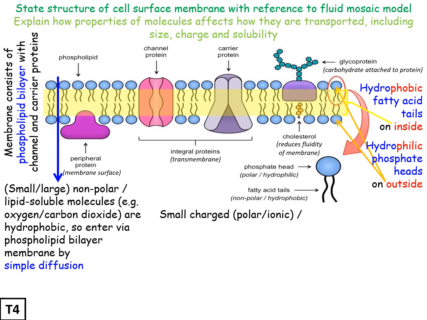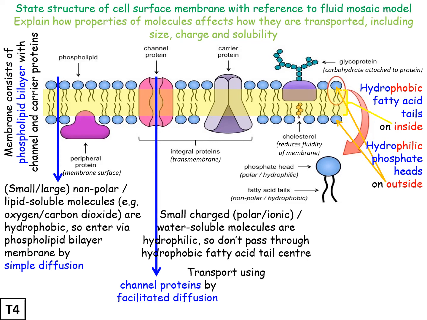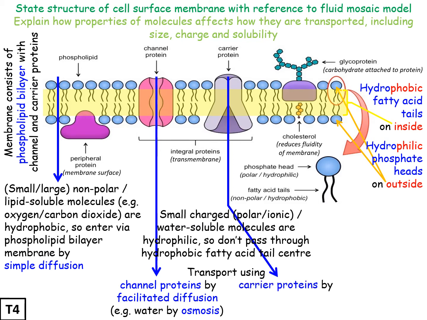Those molecules that are small or charged, such as polar or ionic, or water-soluble molecules, are hydrophilic, so they don't pass through the hydrophobic fatty acid tail center. Instead, they have to be transported using either channel proteins, which happens through facilitated diffusion. An example of this is water by osmosis. Or they could use carrier proteins, which also use facilitated diffusion, but can also be involved in active transport.